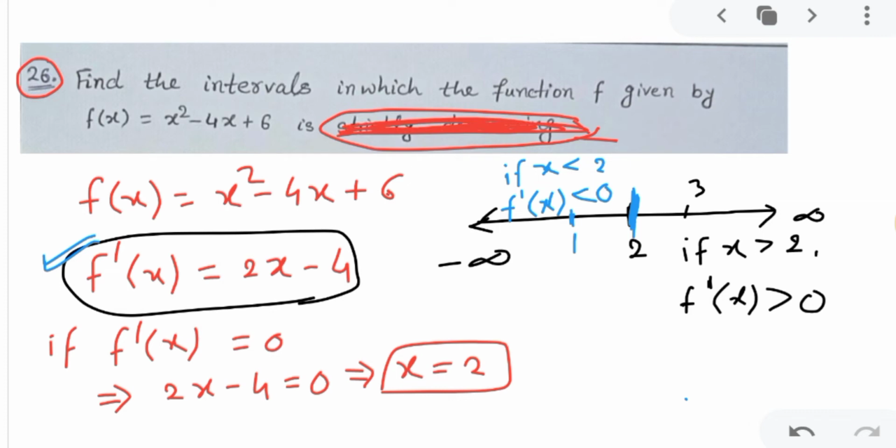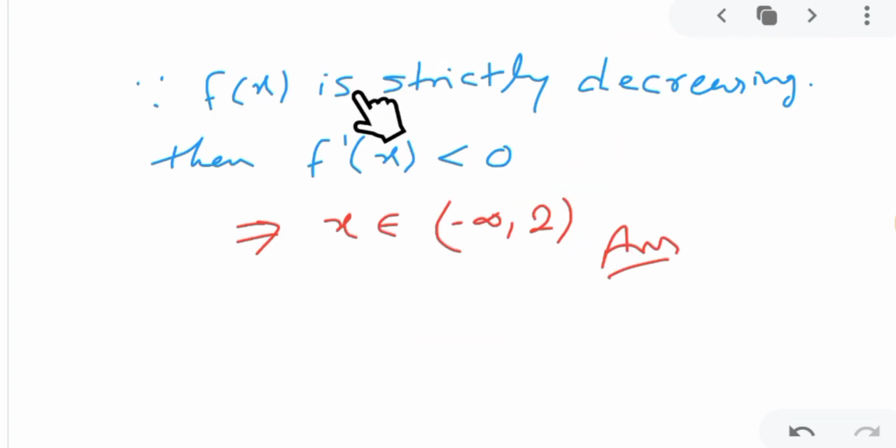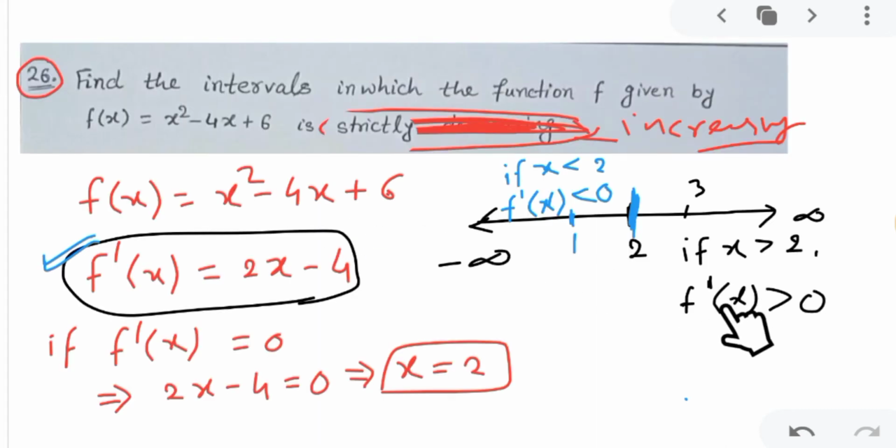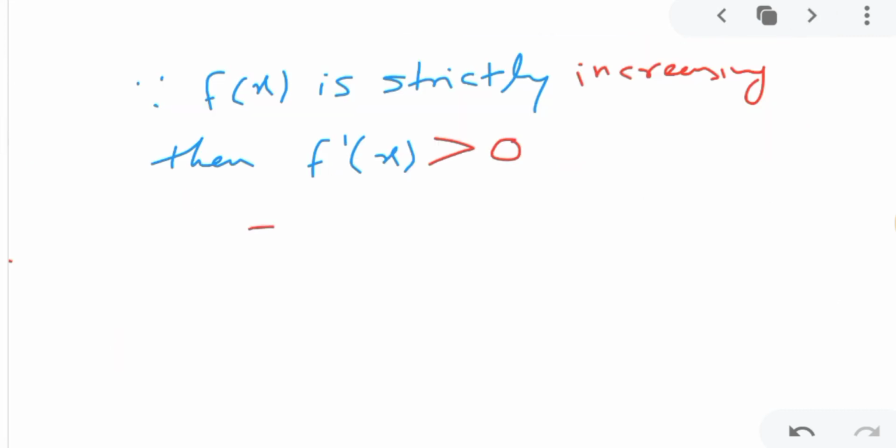Okay. Suppose here instead of decreasing, the question has given strictly increasing. So what will change? Everything will be the same till here. Just the last step will change. Here you will write strictly increasing, and for strictly increasing f dash x will be greater than 0. And for which region is f dash x greater than 0? So x is greater than 2. X is greater than 2 means x will lie between 2 to infinity.